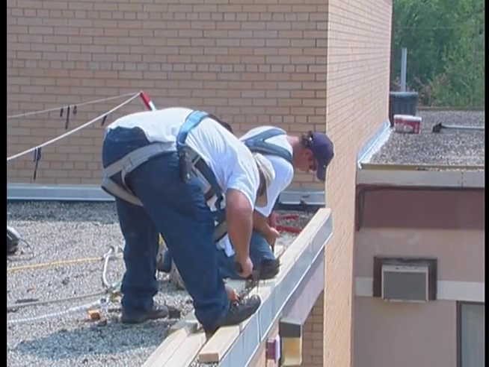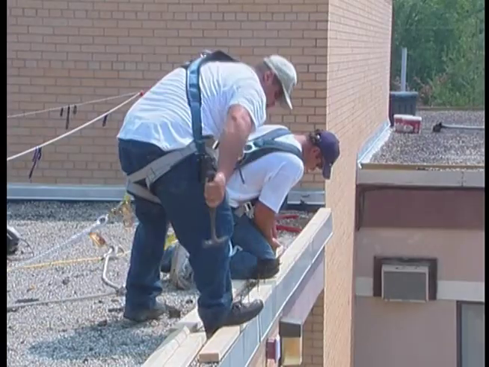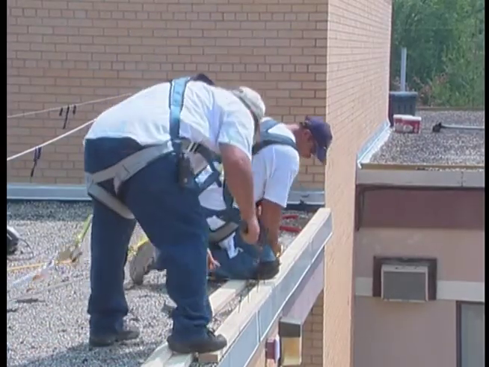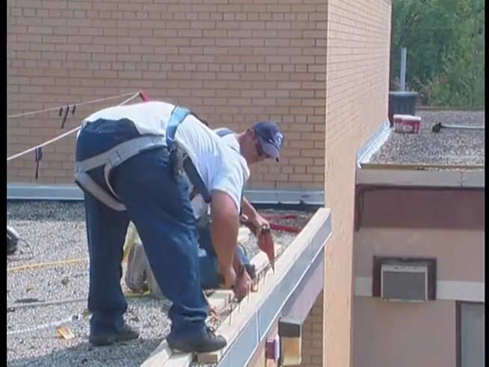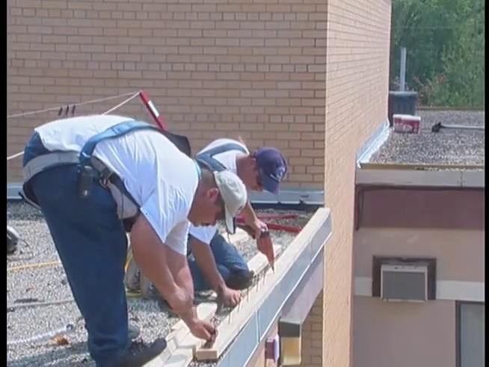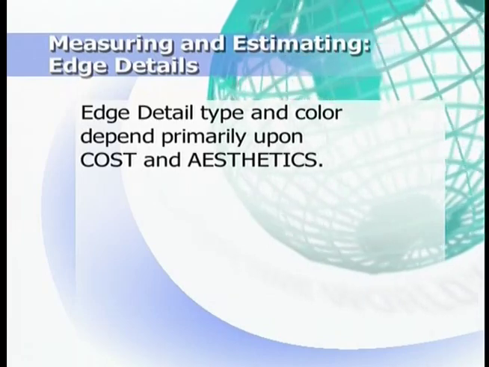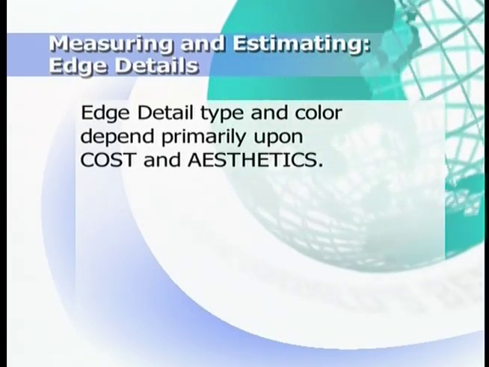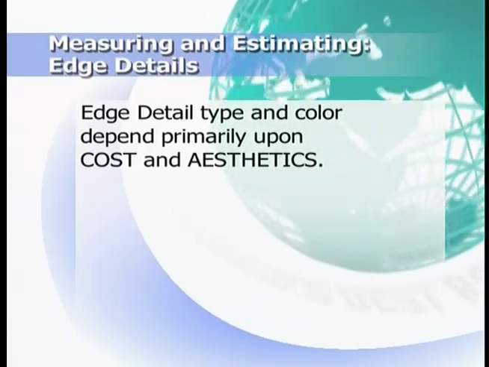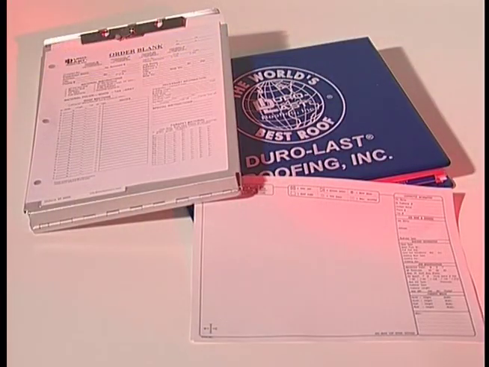Always remember to check the integrity of the wood nailer on recover applications. If insulation greater than 1 inch is going to be installed, an additional wood nailer is required. The type and color of edge detail needed for a project depends more on cost and aesthetics rather than structural needs. There may be several different details on any given edge.